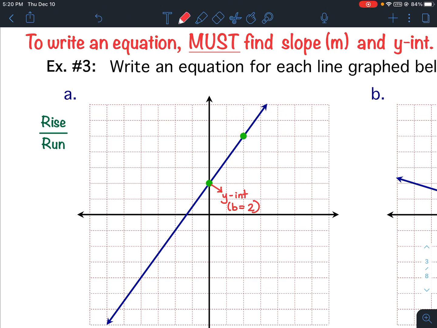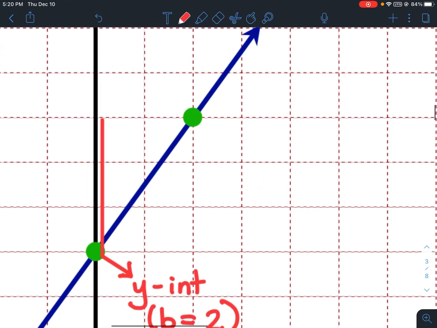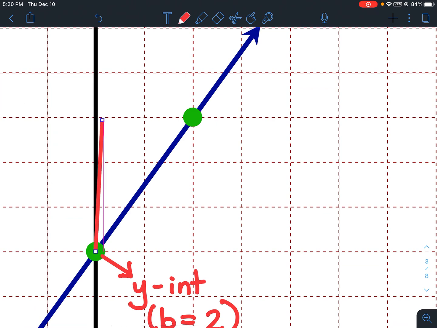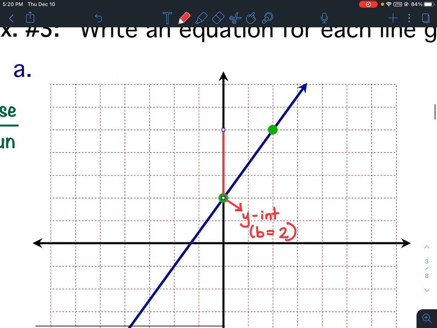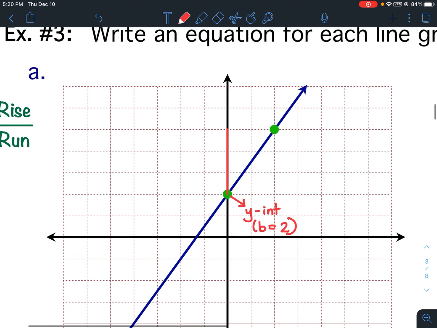All right, so I'm going to find my rise first. Going from left to right, my line goes upward, so I need to go upward first. Let me get it on the grid line. There we go. So what is my rise? My rise would be 1, 2, 3. My rise is 3.